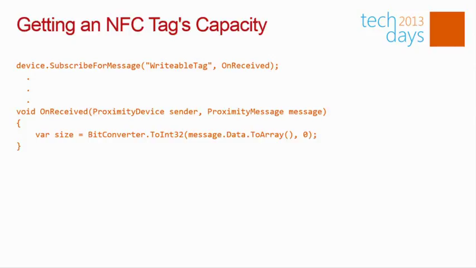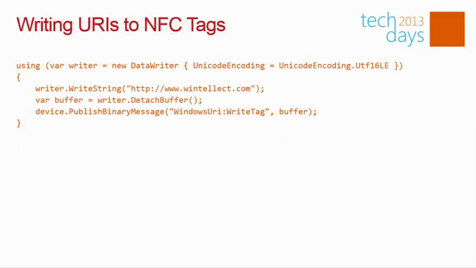It might be useful, before you try to write something to a smart tag like this, to know what its capacity is. This is how you get the data. You actually subscribe for a message called writable tag. And now, when a writable smart tag enters your vicinity, you'll get this callback, which I've called onReceived, and from message.data, that tells you what the writable capacity of that tag is in bytes. Of course, the reason you might want to do that is, how do you write things to smart tags?